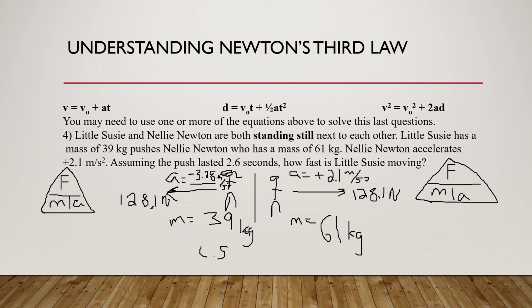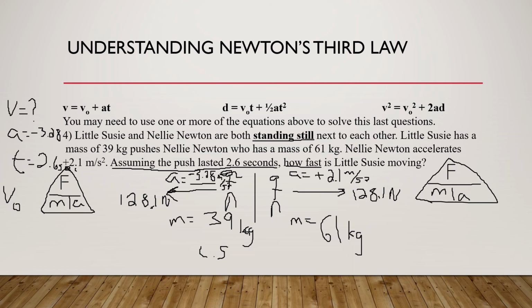Am I done? Well, I got her acceleration. So this is what you do. You do the first part of the problem just like we did before. Now we're going to add another step. It says, assuming the push lasted for 2.6 seconds, how fast is little Susie moving? Okay, how fast? That's velocity. So we're looking for velocity. Velocity equals question mark. All right. Her acceleration for little Susie is negative 3.28. We just solved that. The time is 2.6 seconds. It's given.